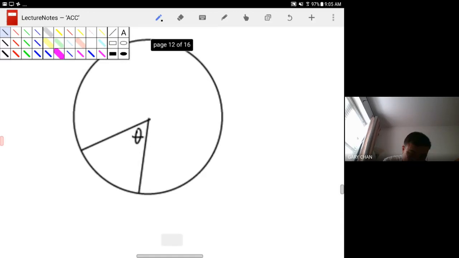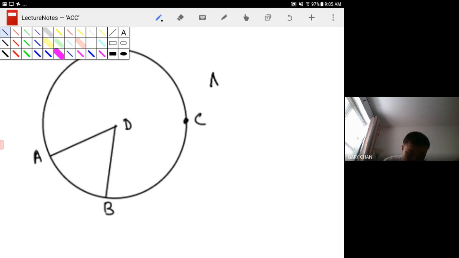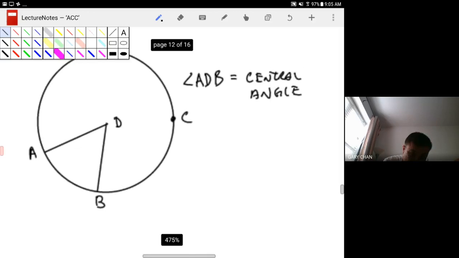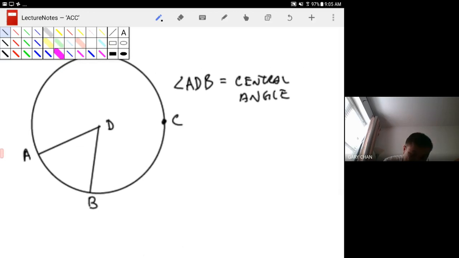So this guy here, actually, I'm going to use a different letter. I want to call this A, B, C, and D, right? So ADB is the central angle. And we also know this other fact from this week, that the central angle and the intercepted arc, so arc AB, the intercepted arc, will equal the central angle. Remember that? That was from this week, okay?